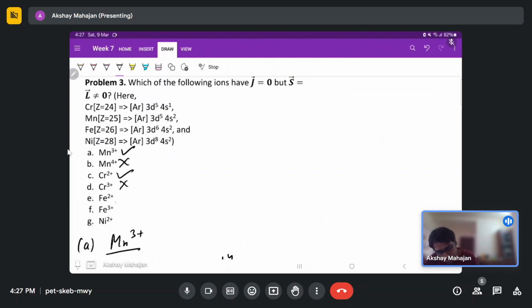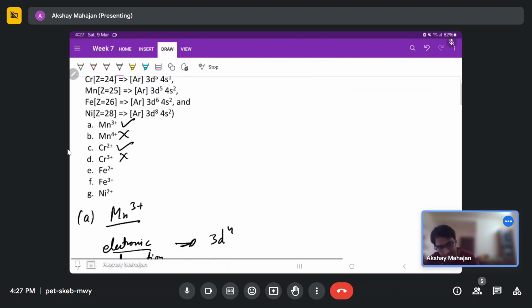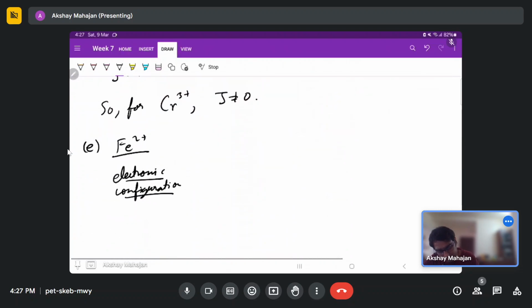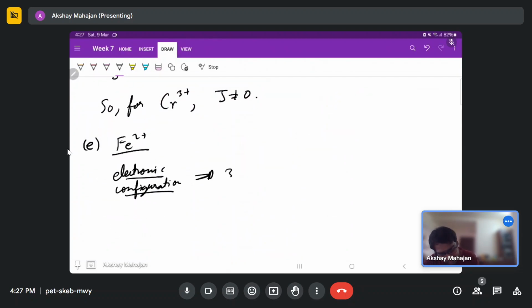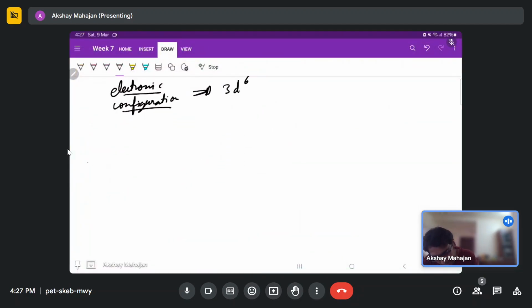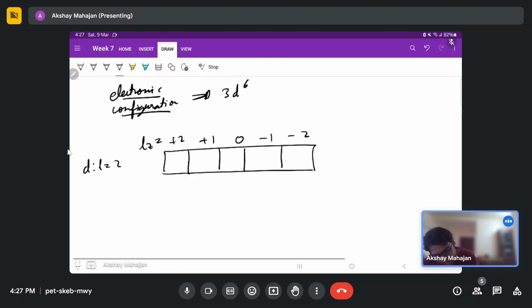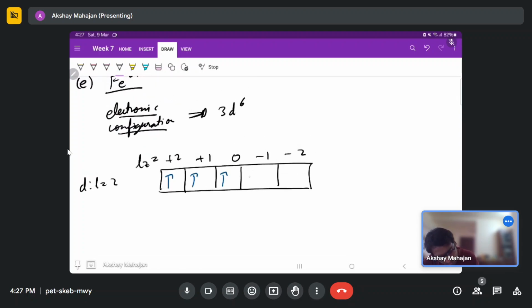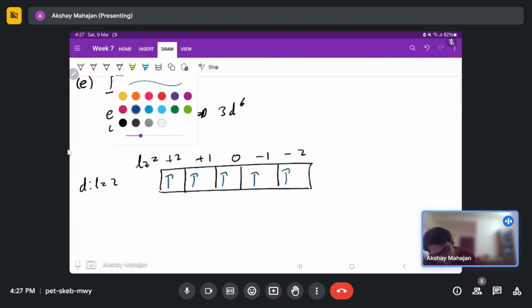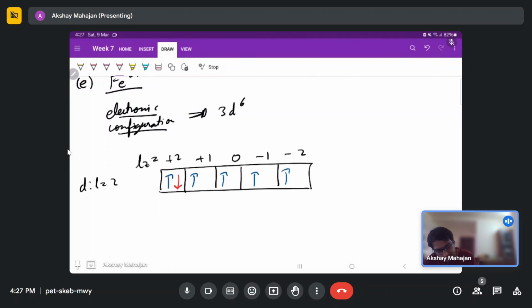To make 2 plus, we will take the 4s electrons from there, so the electron configuration will be 3d6 for Fe2 plus. It will be 3d6. Okay, and then for d again we know L is equal to 2, so we are going to have Lz equals to plus 2, plus 1, 0, minus 1, minus 2. Putting the spin up electrons, we have 6, so 1 2 3 4 5, and then according to Hund's second rule, we put the spin down here.